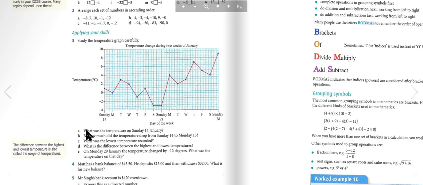So, what was the temperature on Sunday, 14 January? By how much did the temperature drop from Sunday 14 to Monday 15? What was the lowest temperature recorded? What is the difference between the highest and lowest temperatures? On Monday, 29 January, the temperature changed by negative 12 degrees. What was the temperature on that day?